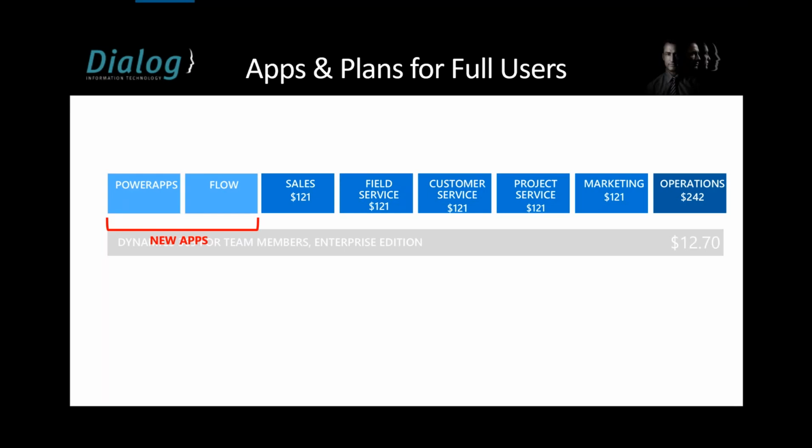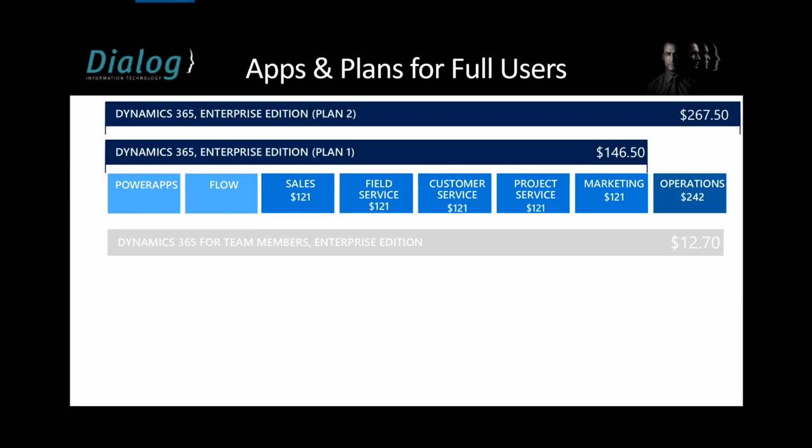So we can buy these as individual apps or we can buy them as plans. Plan 1 combines Power Apps, Flow and all of the CRM components, as you can see on the slide. Plan 2 combines all of Plan 1 plus operations, which brings operations down to around about half its price when you purchase it in the plan.